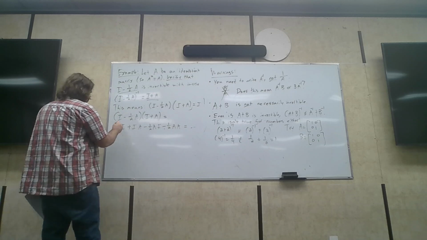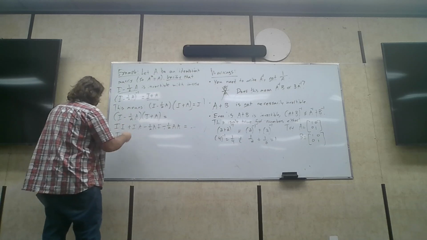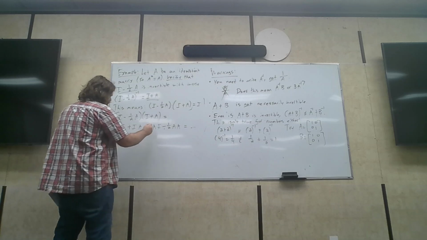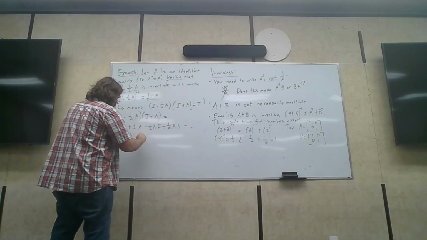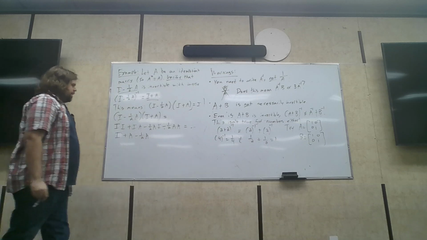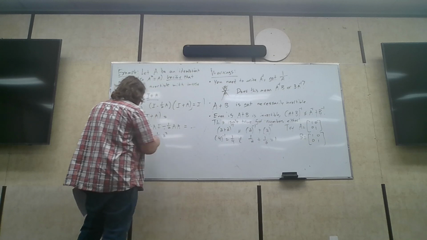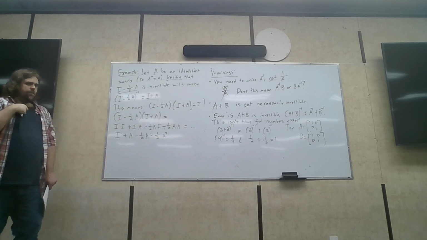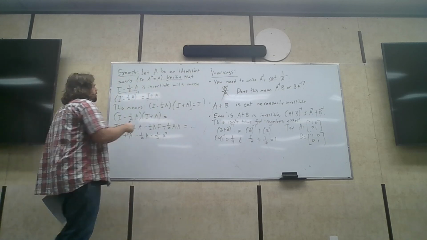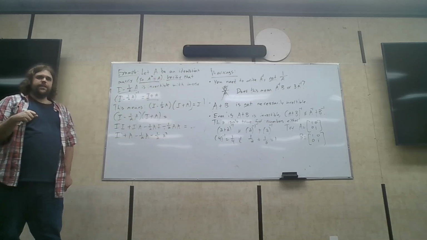So I times I becomes I; I times anything becomes itself. Same thing here. 1/2 A. And this is minus 1/2 A squared. But we know something about this matrix. We know that A squared is A.